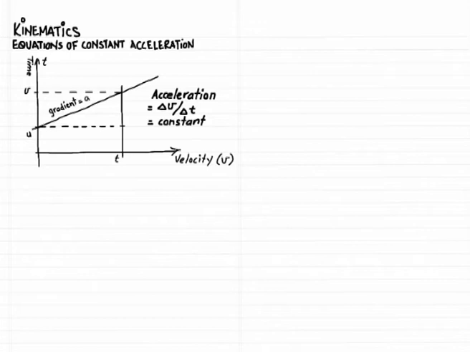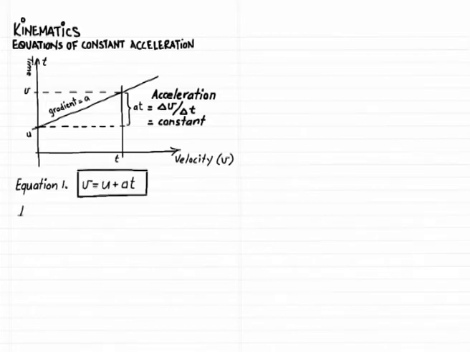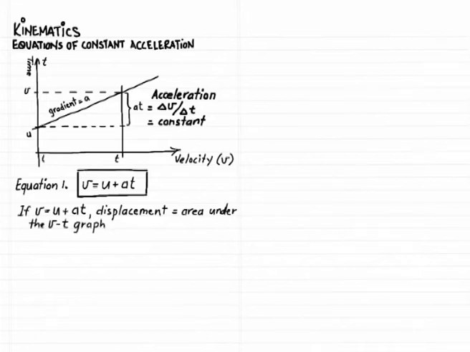Examination of the diagram will quickly show us that the velocity at any time t is given by u, the initial velocity, plus the acceleration times time. Secondly, we wanted to look at the displacement, and the displacement of course is the area under the VT graph. So to calculate that area we can integrate equation 1 with respect to time.